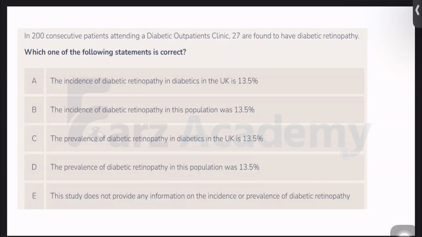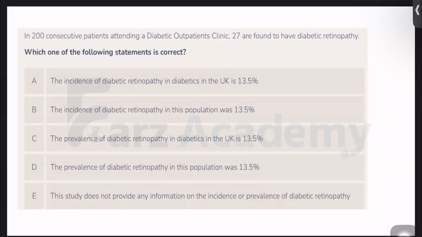Right? They will only tell you what? That so many patients have diabetic retinopathy. You don't know whether they are new, whether they just developed it today, tomorrow, or on follow-up. There is no follow-up mentioned at all. It is at a particular point of time, patients coming to the clinic. So this is going to tell you prevalence and not incidence. That is why A and B are not the option, and therefore hence E is also not the option.